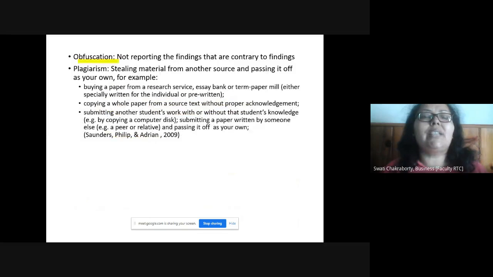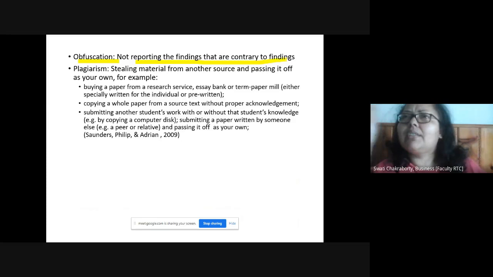Obfuscation is to deliberately confuse people, right? Not reporting findings that are contrary to your findings. Certain things can be contradictory, so it's best to reveal the facts and not hide facts.